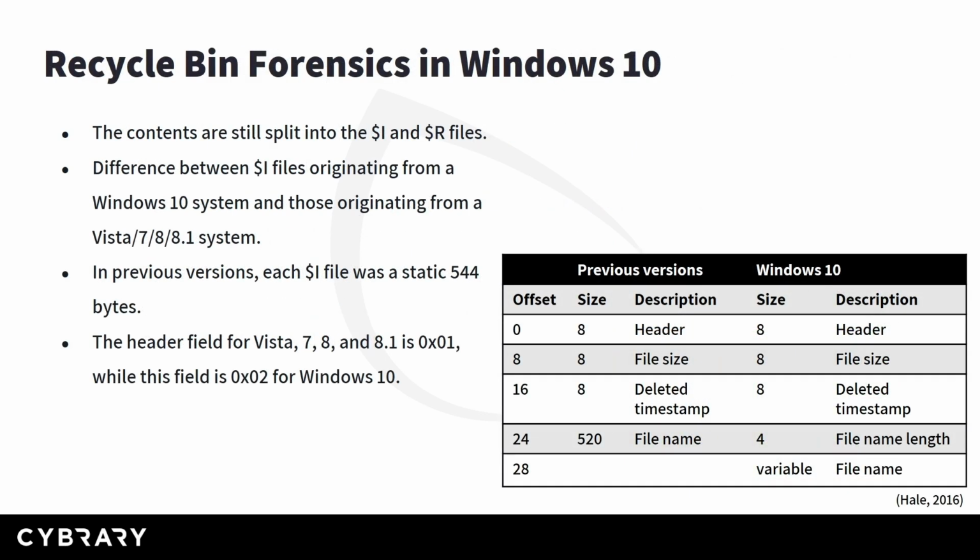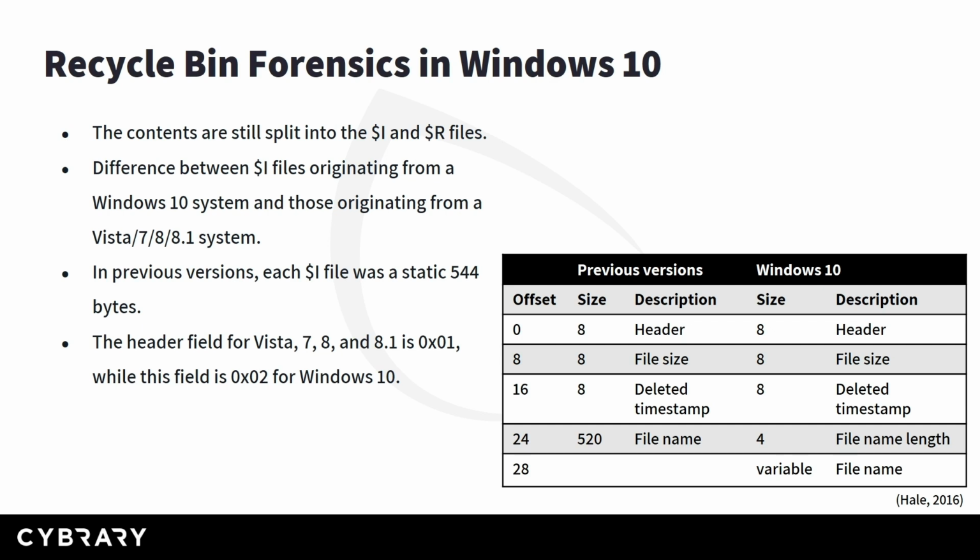In Windows 10, the contents are still split into $I and $R files, but the organization of the $I files is slightly different. $I files from Windows 10 recycle bins vary slightly from those in Vista through Windows 8.1. The change is not significant and provides us the ability to distinguish between $I files originating from a Windows 10 system and those originating from a Windows Vista, 7, 8, or 8.1 system. This piece of information could be important in some instances.